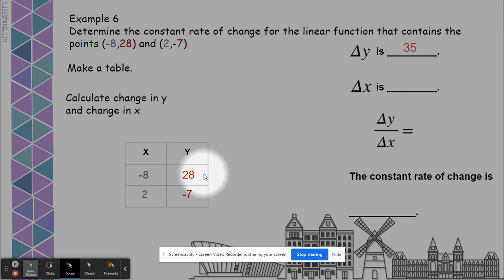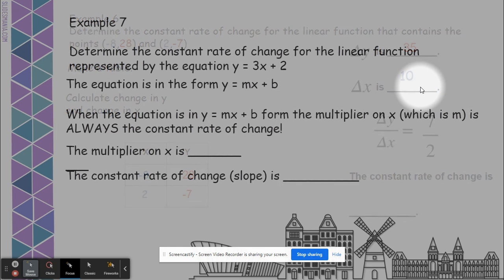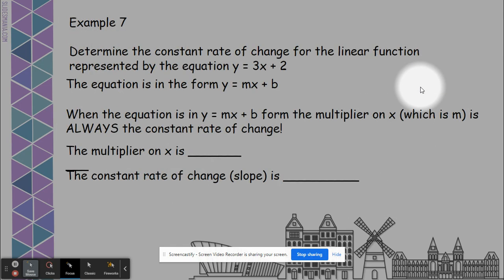Yep. And why did I not have a negative here? I don't know. And then the change in x is 2 minus negative 8. So that's going to be 10. Let's see here. So I have negative 35 divided by 10. So it's going to be negative 7 over 2. The constant rate of change is negative 7 over 2.